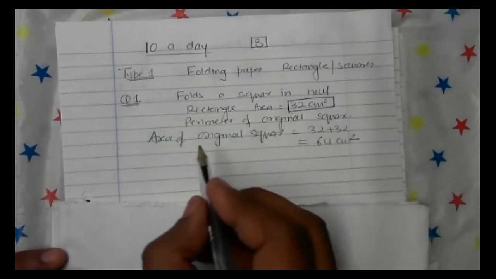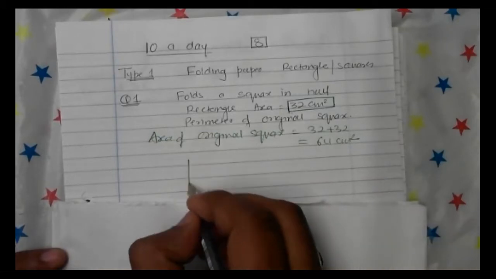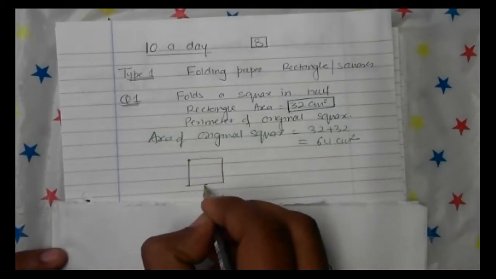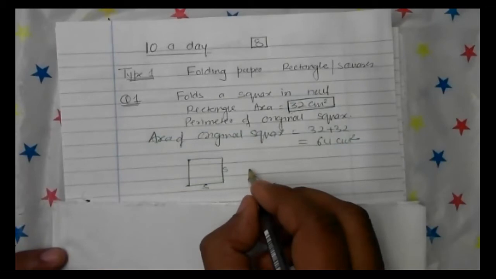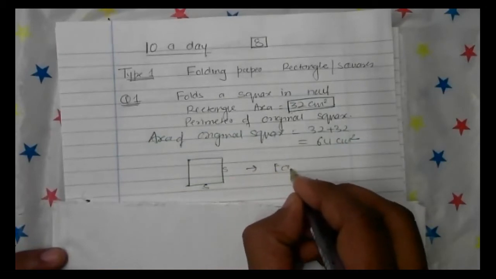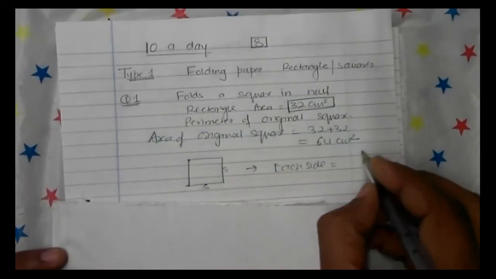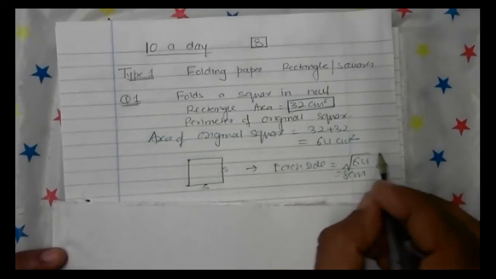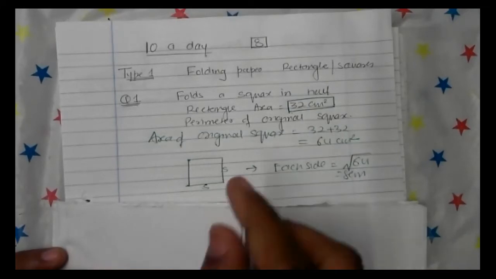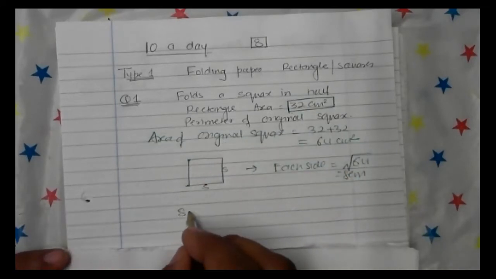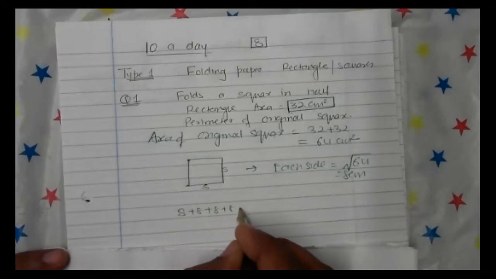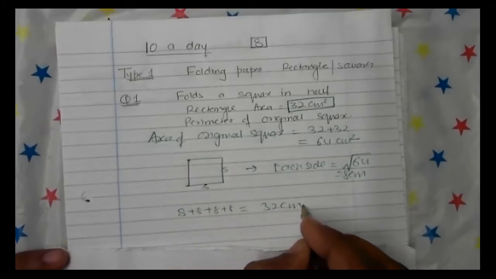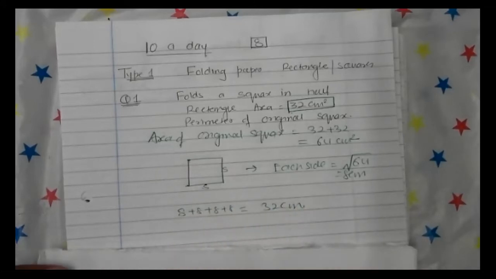And how do you work out the area of a square? It's side times side. A square has both sides equal to each other. So if that's 64, each side would be the square root of 64, which is 8 centimeters. The question asks you to work out the perimeter of the original square, so the answer would be 8 plus 8 plus 8 plus 8. It is 32 centimeters, which was option A in the paper.